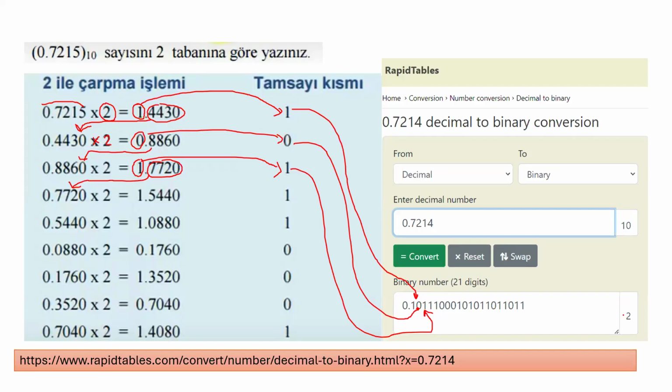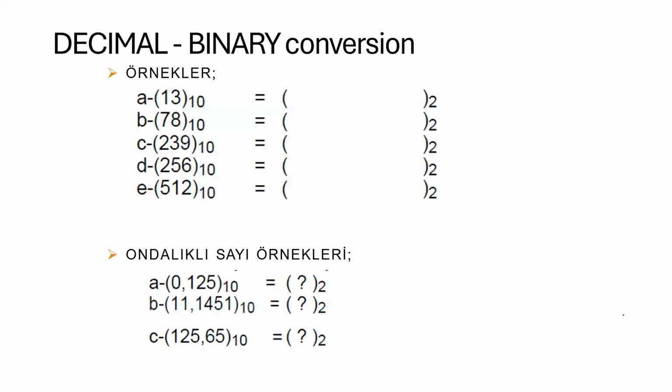Do you have any question? Or no? All right. And some more examples for you. First one, as you see, we have some numbers, and in this part, you will find some binary versions of these numbers.